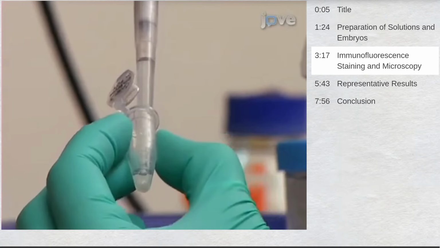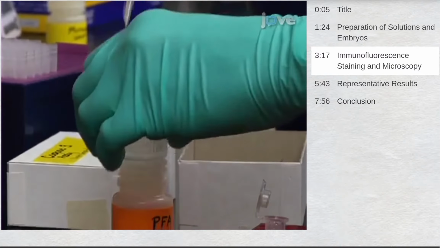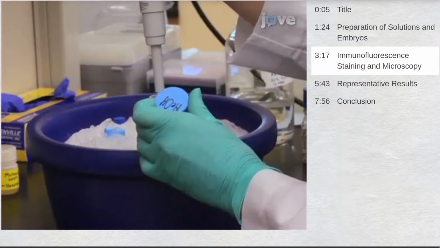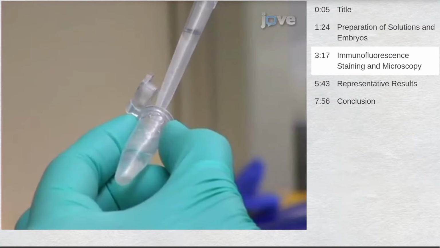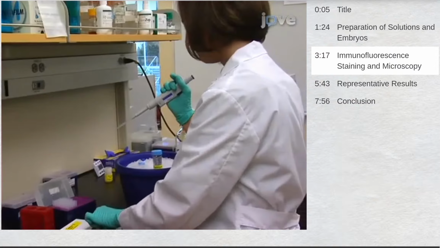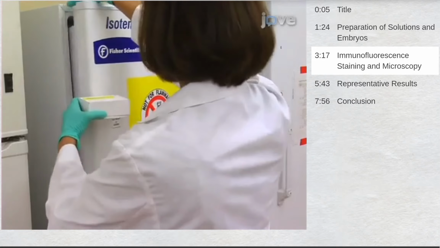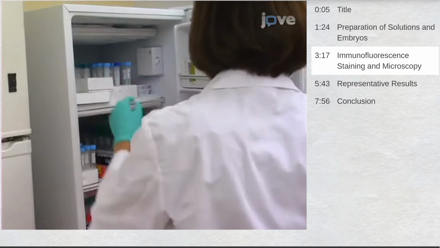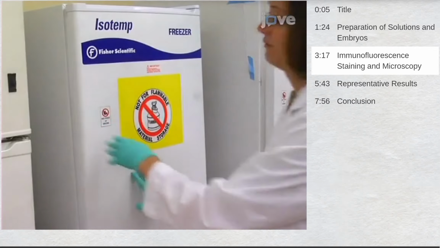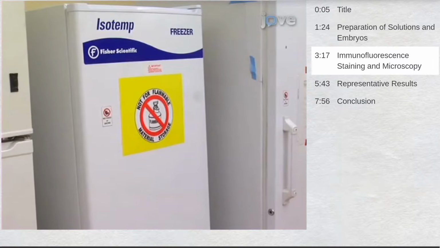After fixing the embryos, remove most of the PFA solution and carefully, in a dropwise fashion, add 1 milliliter of ice-cold 100% methanol. Lay the tubes on their sides and place at -20 degrees Celsius for 2 hours. Alternatively, embryos can be left at -20 degrees Celsius for up to 24 hours.